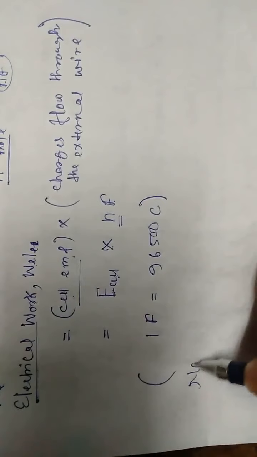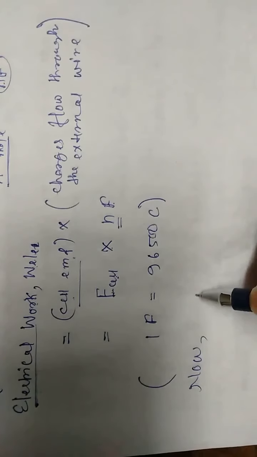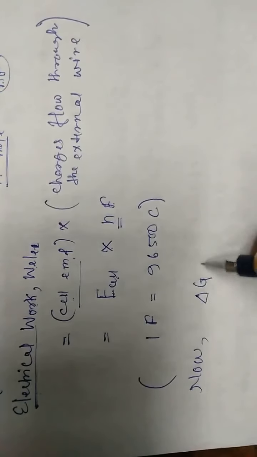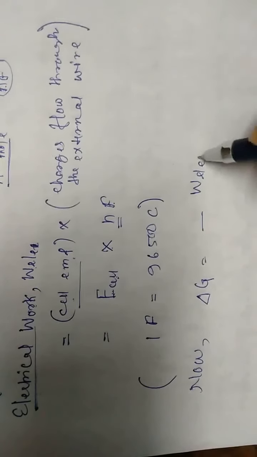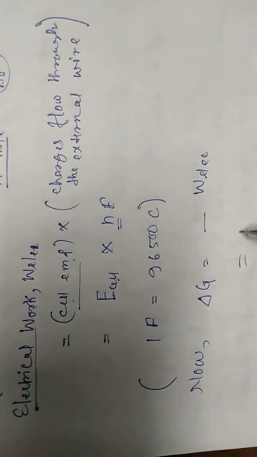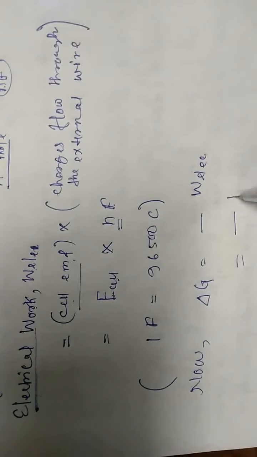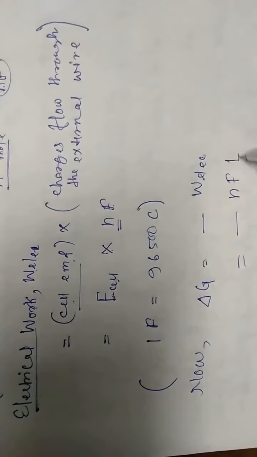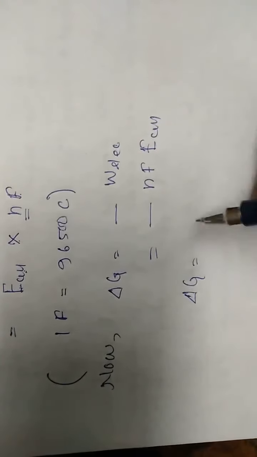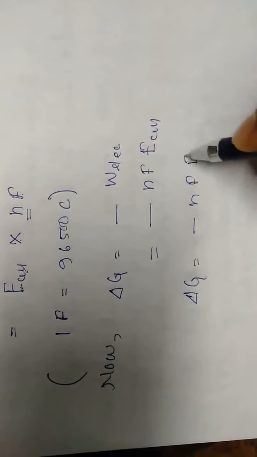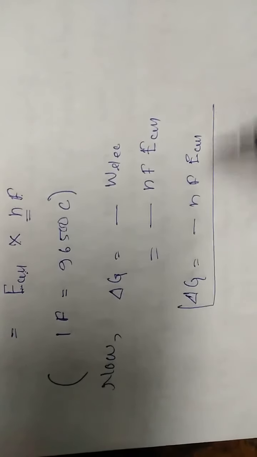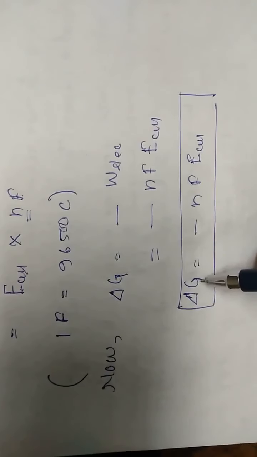Then now the above relation becomes delta G equal to minus W electrical. So in place of W electrical we can write nF E cell. So finally we have delta G equal to minus nF E cell. So this is the relation to find out Gibbs energy change during the chemical reaction in an electrochemical cell.